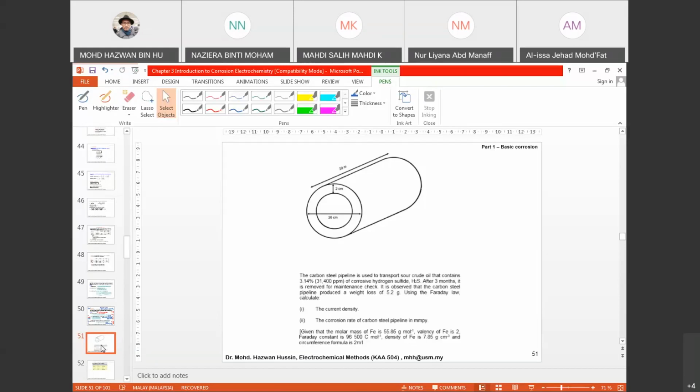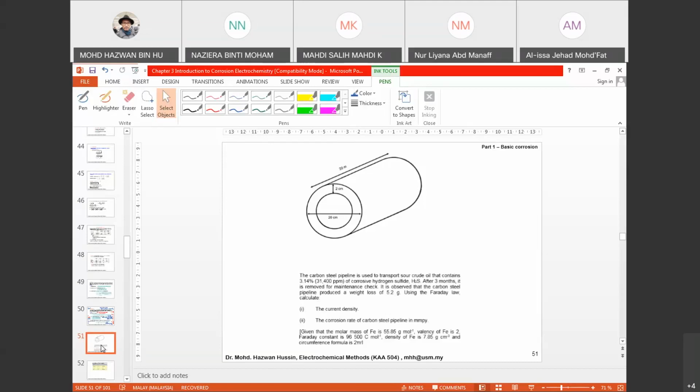So I give you all the information. The molar mass of iron is equal to 55.85, valency 2, Faraday constant 96,500, density 7.85 grams per centimeter cube, and circumference. This is actually the keyword. Circumference formula is equal to 2 pi r.